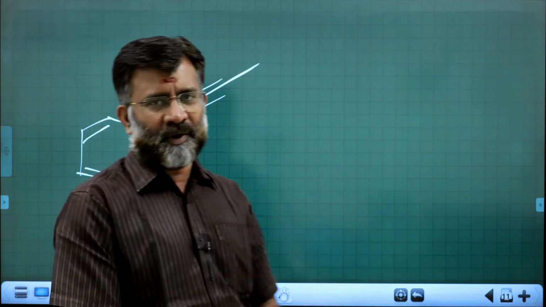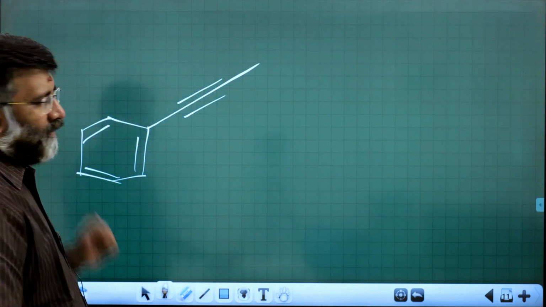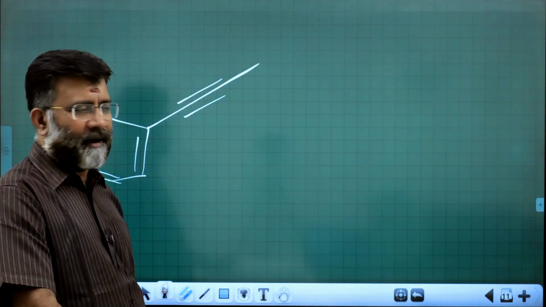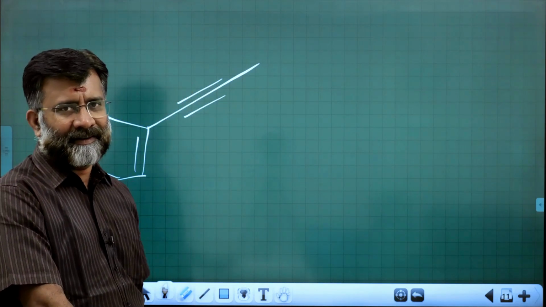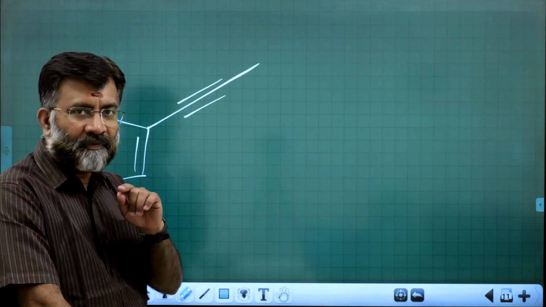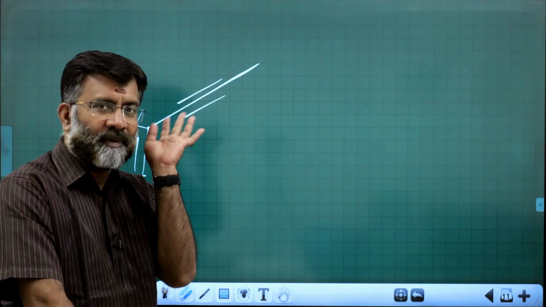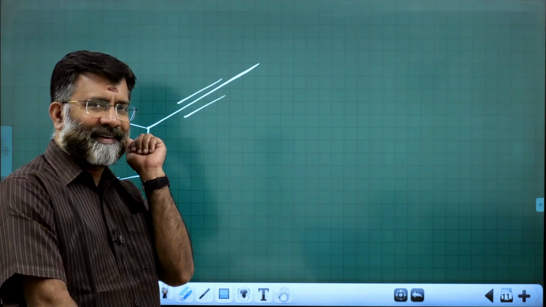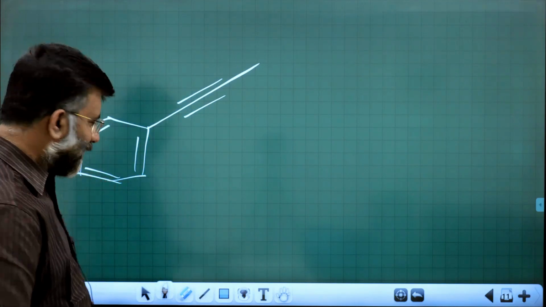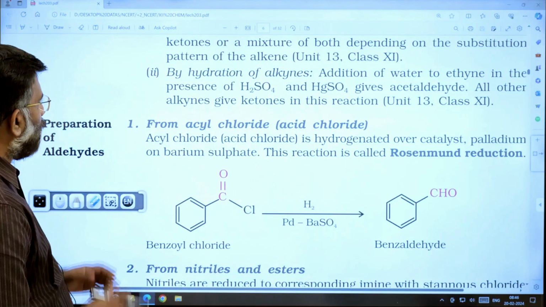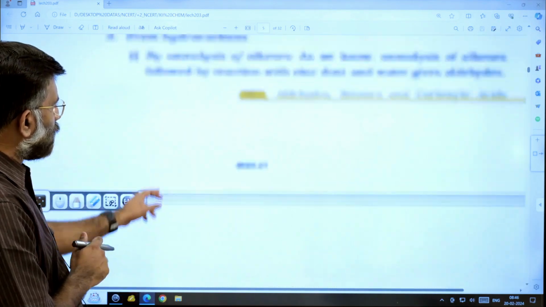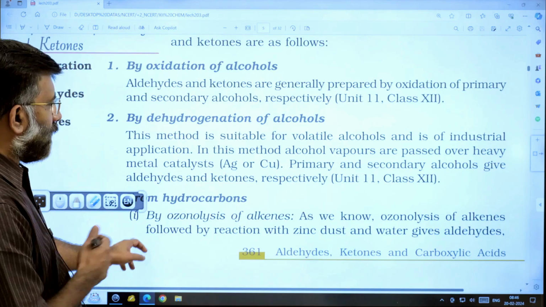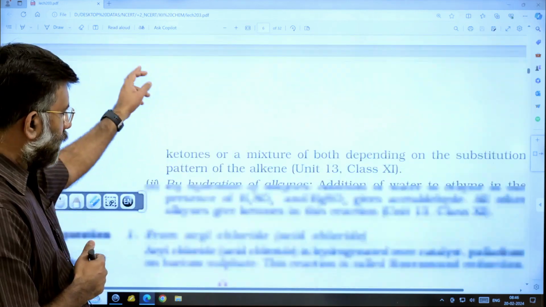You can think of your own. This kind of an alkyne given to you undergoing hydration, what are the ketones that probably you may get? Of which one will be the major product? You can think and find out. Okay. So that is about ozonolysis reaction, that is about hydration of alkyne, that is about oxidation of alcohol, that is about dehydrogenation of alcohol using copper catalyst.